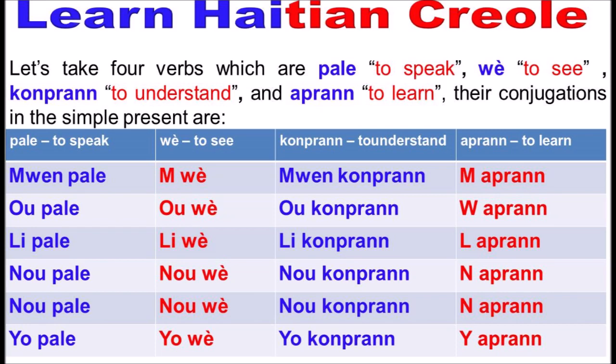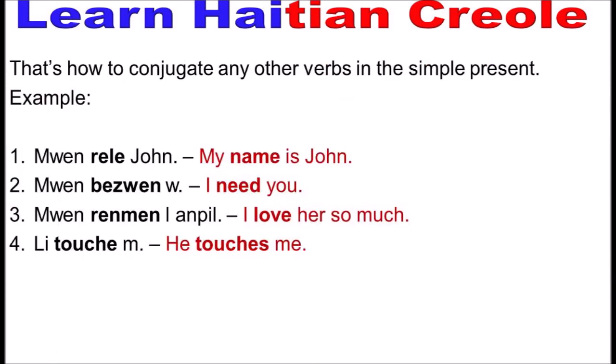Apprendre, to learn: m'apprendre, ou apprendre, l'apprendre, n'apprendre, n'apprendre, y'apprendre. M'apprendre, I learn. Ou apprendre, you learn. L'apprendre, he, she, it learns. N'apprendre, we learn. N'apprendre, you learn. Y'apprendre, they learn. That's how to conjugate any other verbs in their simple present.